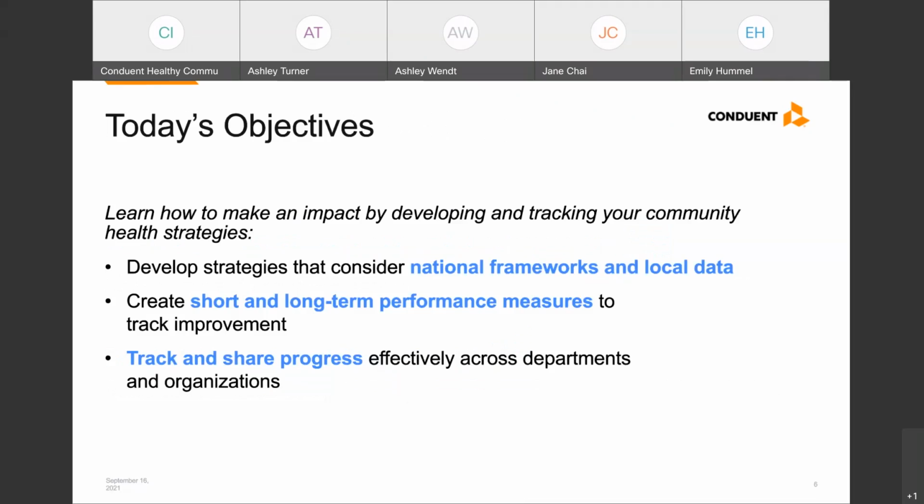So let's talk a bit more about our objectives for today. We'll be covering ways to develop strategies that consider national frameworks and local data, create short and long-term performance measures to track improvement, and track and share progress effectively across departments and organizations.